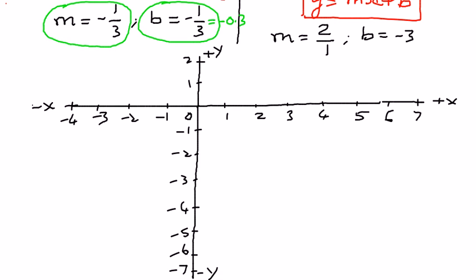0.33. So if I were to just say 0.3 for convenience's sake, between 0 and negative 1 on the negative y-axis, I want to locate 0.3. It would be very close to the origin, and I'm going to put a circle around it. And once we've identified the y-intercept, we want to superimpose the slope on top of that.